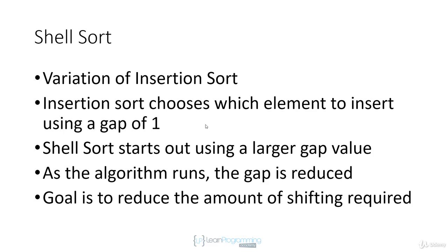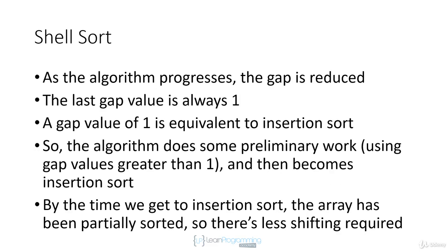So instead of comparing elements to their neighbors, it compares elements that are farther apart from each other in the array. And then as the algorithm runs, it reduces the gap that it's using. And the goal is to reduce the amount of shifting that's required. So as I said, as the algorithm progresses, the gap value is reduced. Shell sort traverses the array with a certain gap value, and after it's done its first traversal with the initial gap value, it decreases the gap, and it does it again.